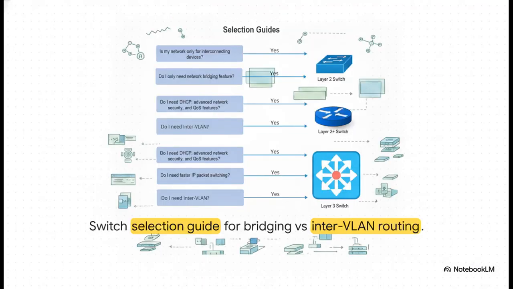And this brings us to a super practical, everyday application of the OSI model for IT engineers, picking the right equipment. If you only need to interconnect devices in a local environment, a Layer 2 switch is perfect and way more cost-effective. But the second you need inter-VLAN routing, advanced network security, or fast IP packet switching across different subnets, well, a Layer 3 switch becomes an absolute necessity. Understanding these layers ensures you're deploying the exact right tool for the job.